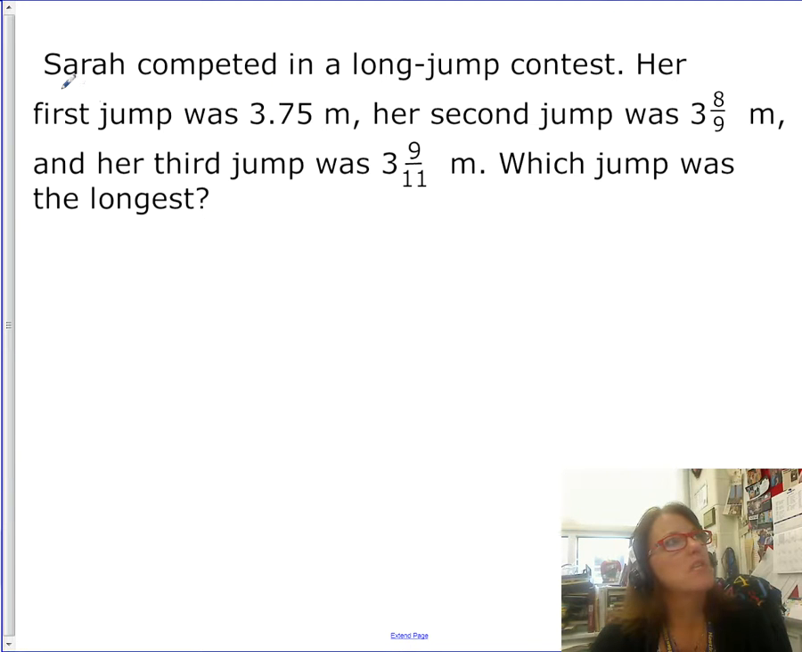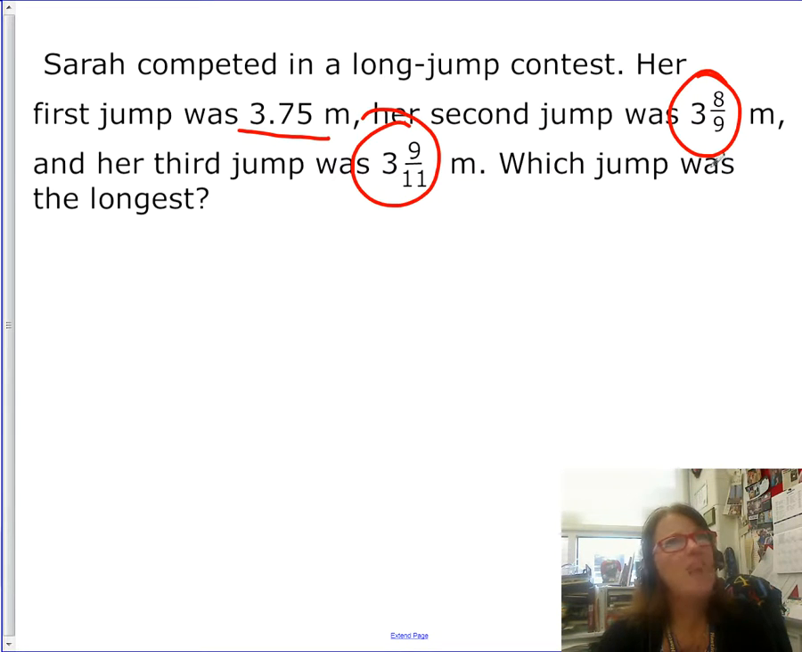Look at this last one, I think. Sarah competed in this long jump contest. This was her first one. Then this was her next one. And this was the third one. Which jump was the longest? Well, I would probably turn these all into decimals. Here's the first one. That's already there.